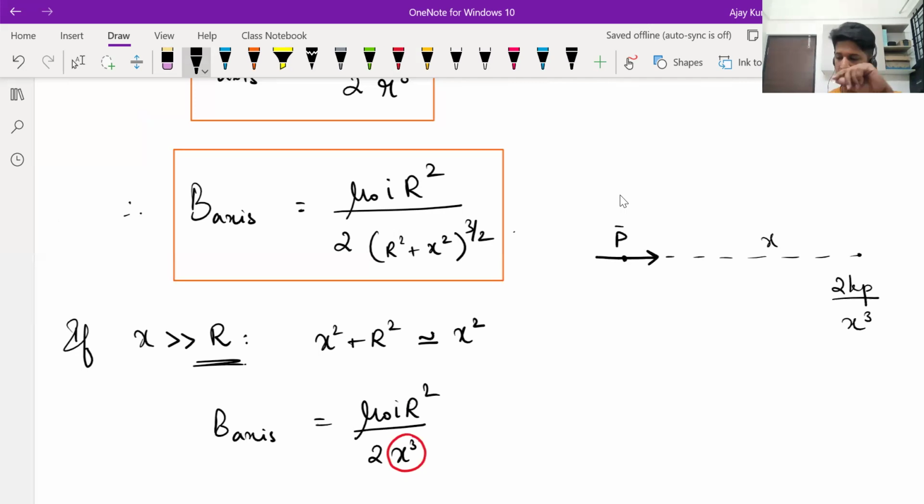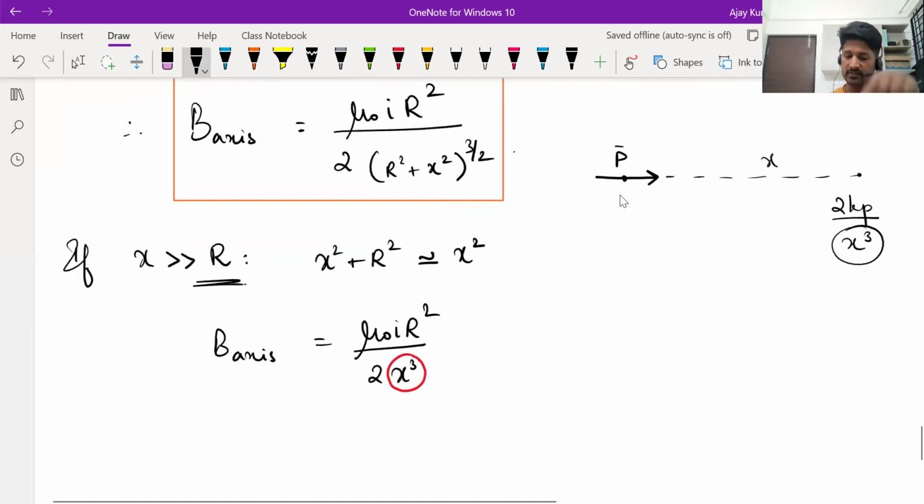Fine. So it is inversely proportional to the cube of the distance. Here also we see the same. The magnetic field on the axis of this magnetic dipole is inversely proportional to x cube. That is what makes it interesting. Magnetic dipoles are analogous to electric dipoles. The electric field produced by an electric dipole and the magnetic field produced by a magnetic dipole have a lot of similarities between them.